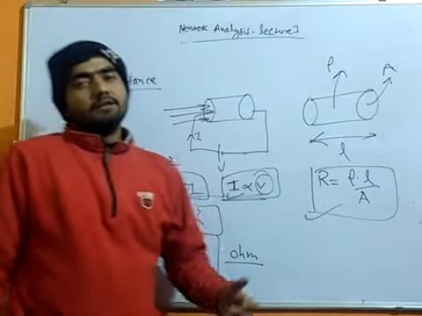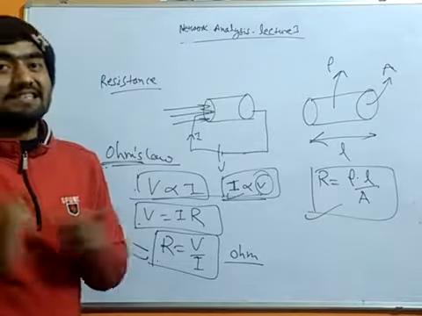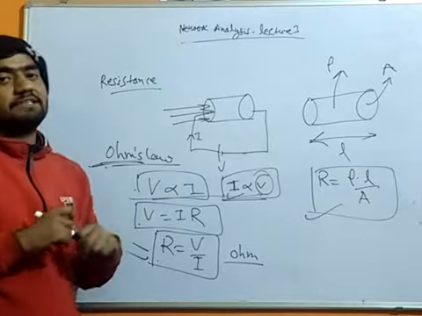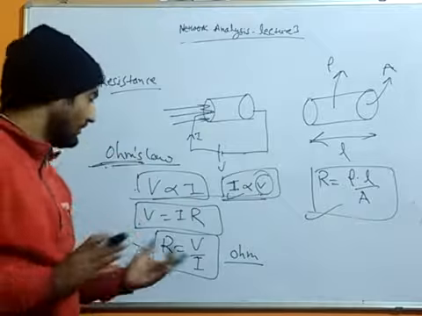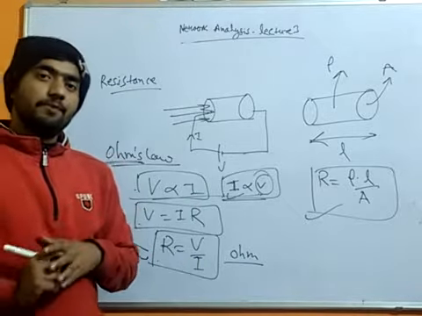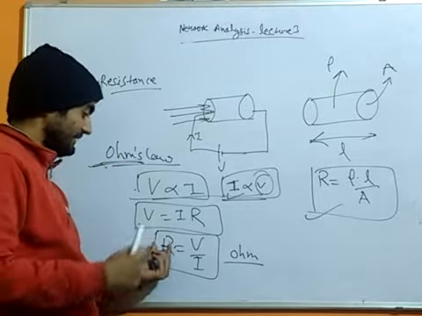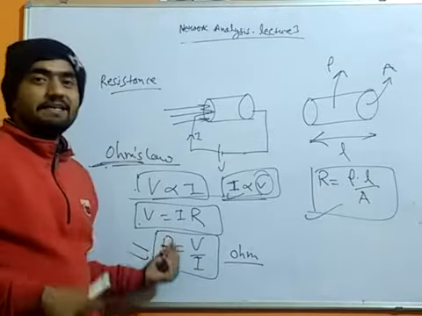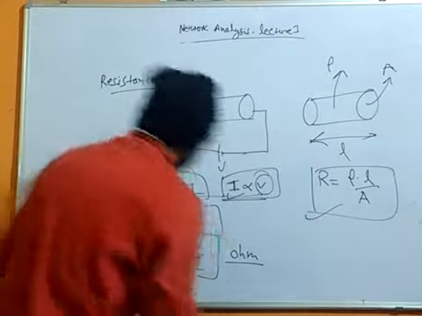So what about this Ohm's law? The condition for applying Ohm's law is temperature dependent. If the temperature is constant, then only Ohm's law applies, otherwise it doesn't. So what will be the value of the resistance? We have taken the resistance as a constant according to Ohm's law, but resistance varies as per the temperature. So how does it vary? Let's check it out.